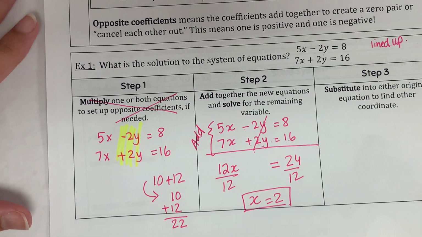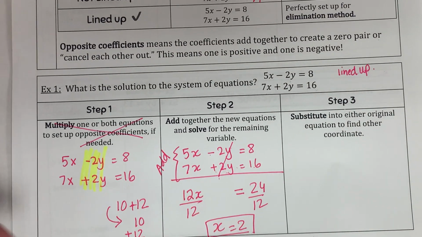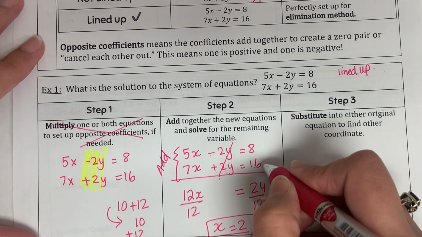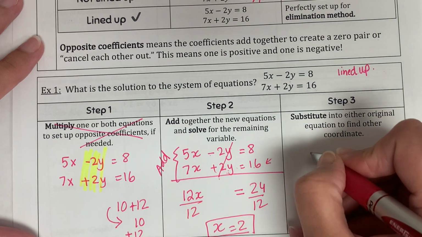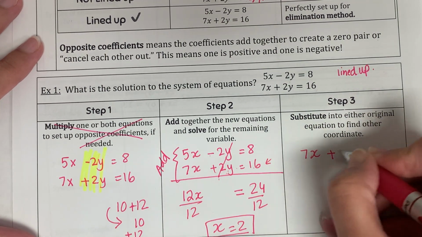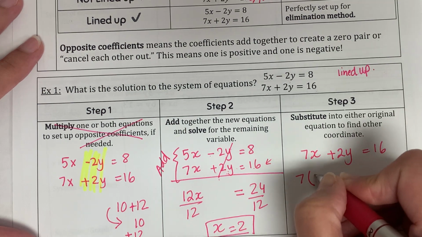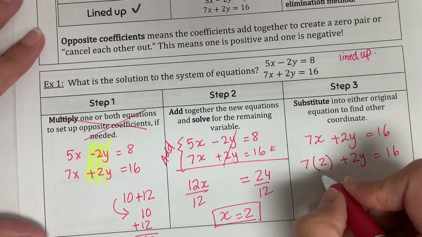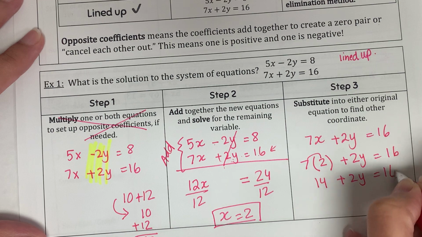I have the x. I need the solution. That means I need both x and y. I have x, so I plug it into any of the equations to find y. I'm going to use the second equation because y is positive. So 7 times 2 plus 2y equals 16. 7 times 2 is 14, plus 2y equals 16.